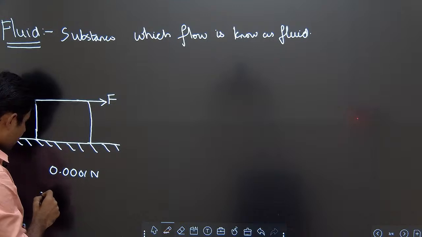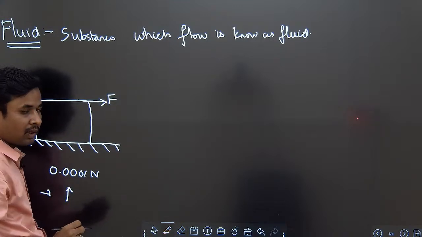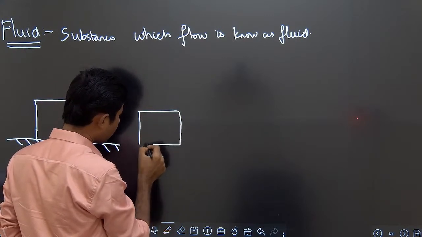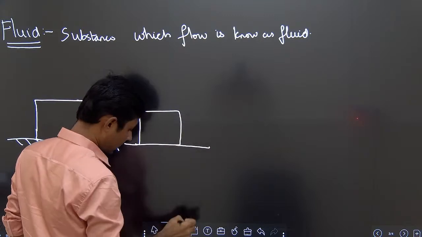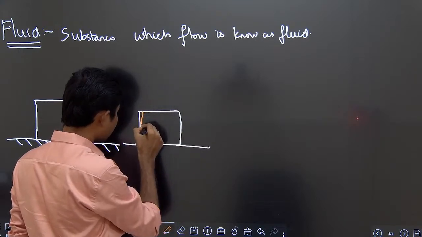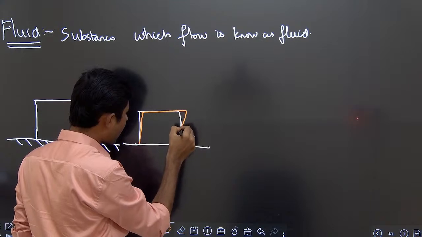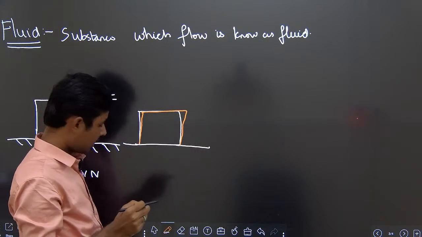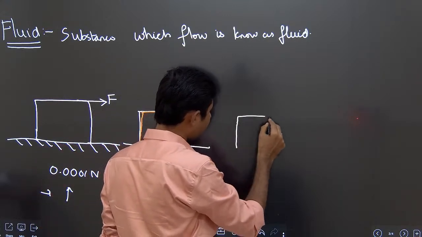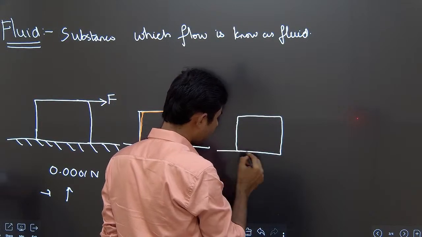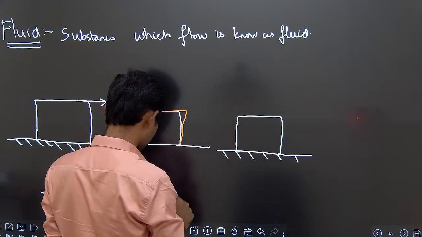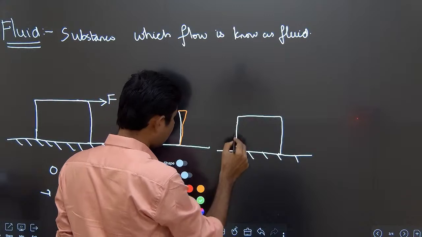Now, at the second step, we have increased the force. Then what happens? The body will try to deform. The body will deform a little. Now, what have I done? Once again, you have increased the amount of force applied on it. Then once again it will deform a little bit more.